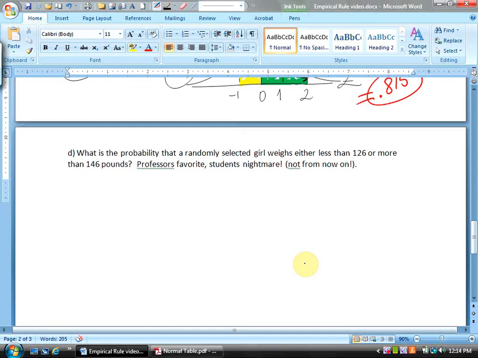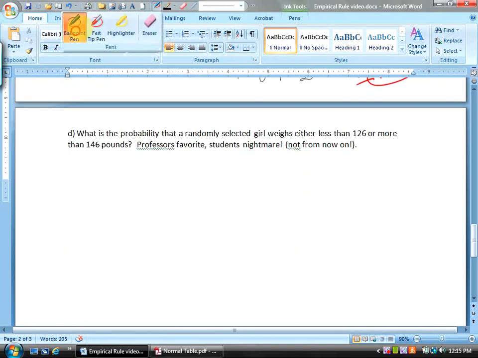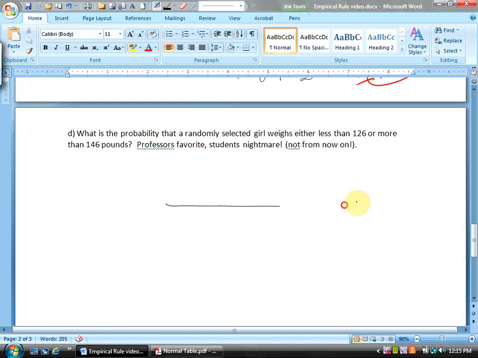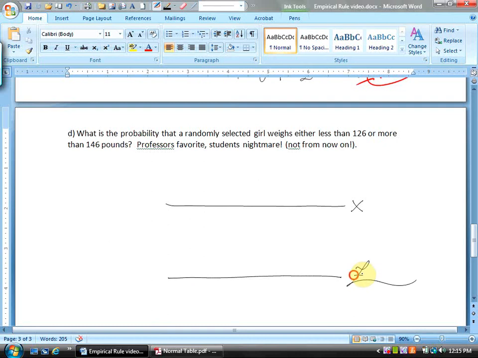The last question now, what is the probability that a randomly selected girl weighs either less than 125 or more than 146? Okay, so let's draw this again because it's either or now. X number line, Z number line. On the X number line, the mean is 131. On the Z number line, it's 0. Here's the shape. The shapes are not perfect. I know that.